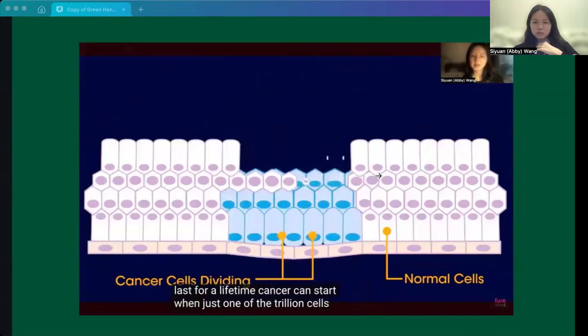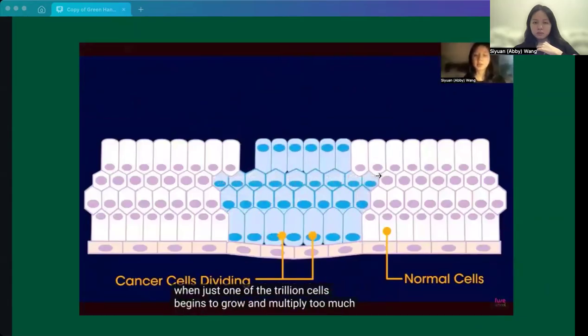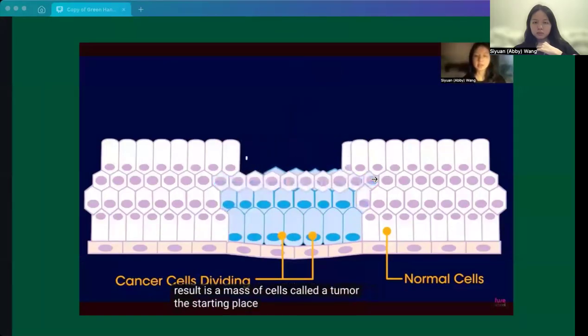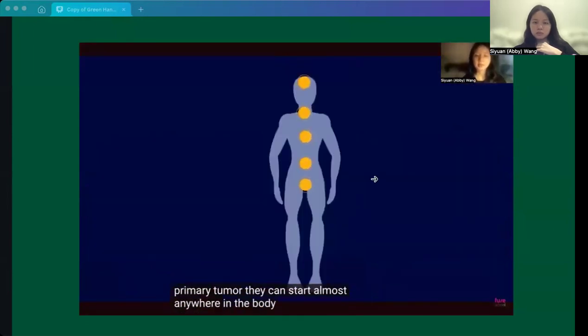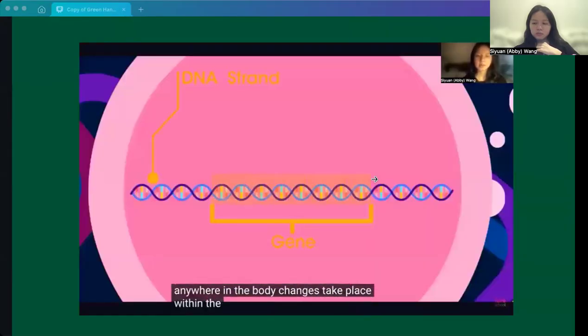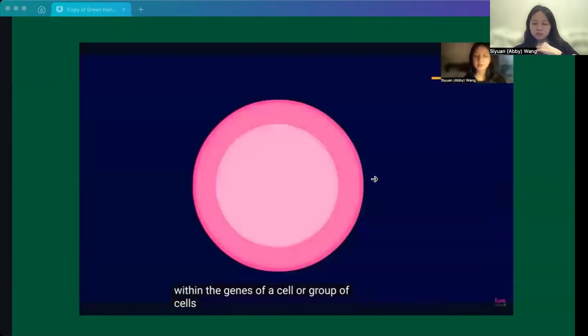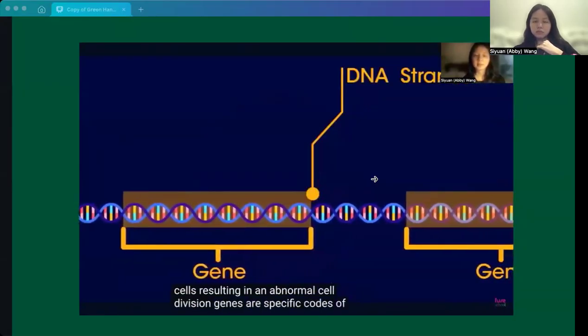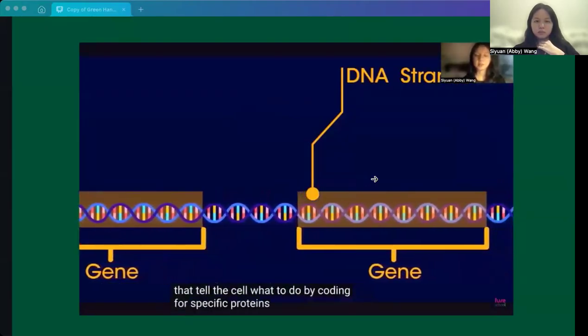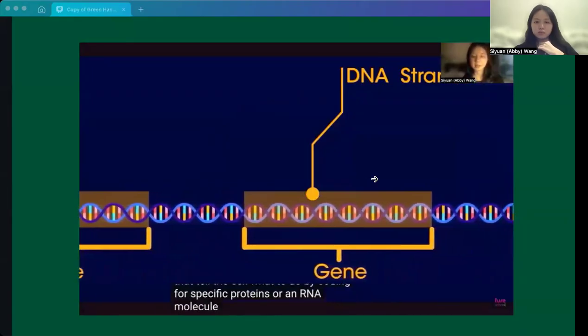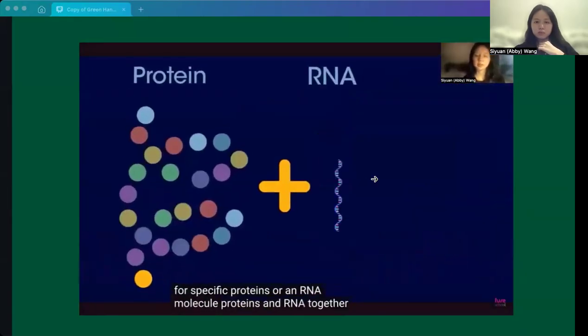Cancer can start when just one of the trillions of cells begins to grow and multiply too much. The result is a mass of cells called a tumor. The starting place of abnormal cell growth and division is called the primary tumor. They can start almost anywhere in the body. Changes take place within the genes of a cell, resulting in abnormal cell division. Genes are specific codes of DNA that tell the cell what to do by coding for specific proteins or RNA molecules.